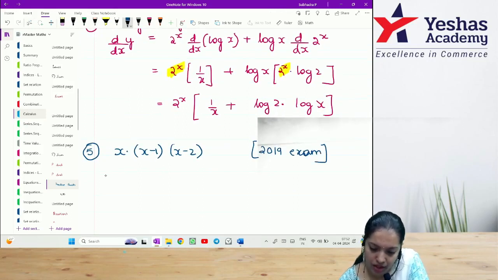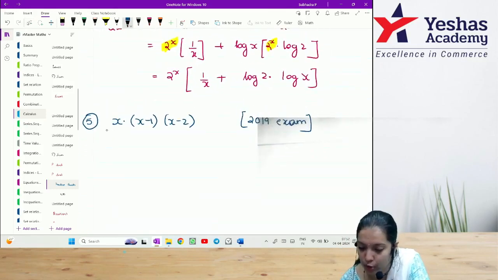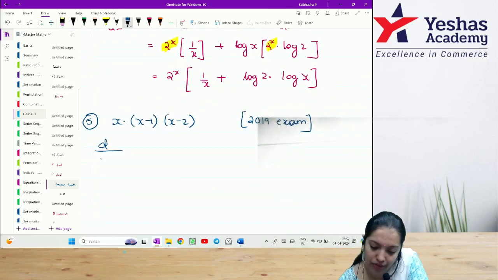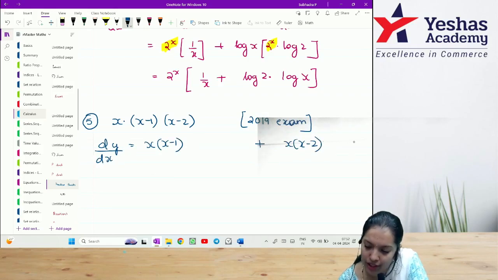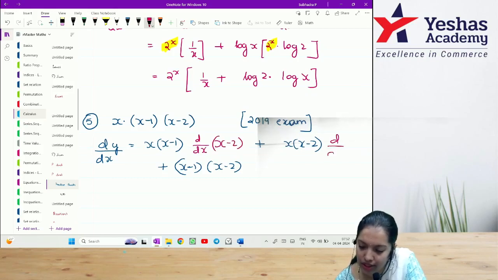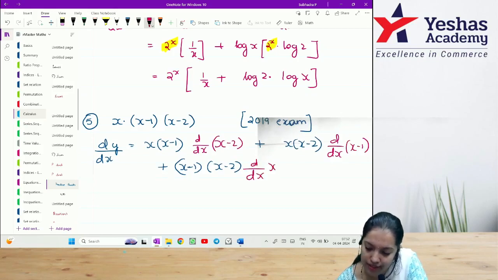Let's start. Three things are there. Whenever three things are there, remember you will take two at a time. So derivative of y is equal to x into x minus 1 into the derivative, plus x into x minus 2 into another derivative, plus x minus 1 into x minus 2 into another derivative. So derivative will be for x minus 2, derivative will be for x minus 1, derivative will be for x.